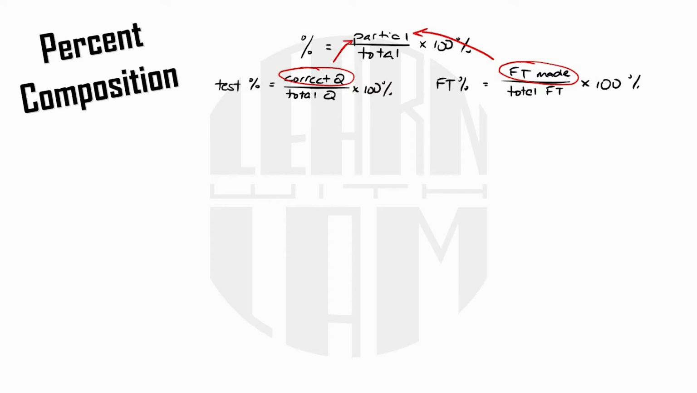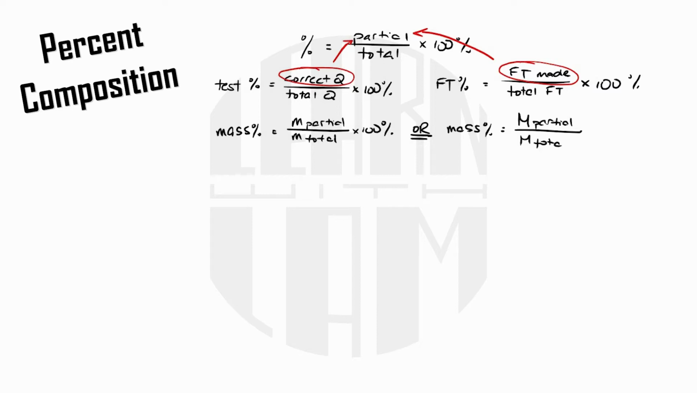So if I'm calculating mass percent, I want to find the mass of a part of a compound and divide it by the mass of the entire compound, so the total. There's actually another way to do this also, because sometimes we're not given the masses we need. It's possible to calculate mass percent using a partial molar mass and the total molar mass. Some examples will probably help with the understanding.